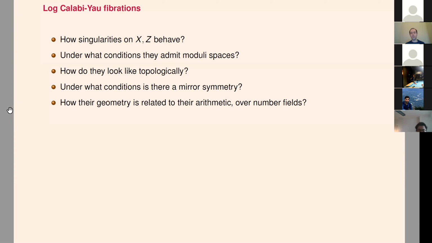Okay, so that was the general framework of Calabi-Yau varieties and fibrations, and I gave you a lot of examples. By now you should see that this covers a very wide range of notions, problems, and also known results.